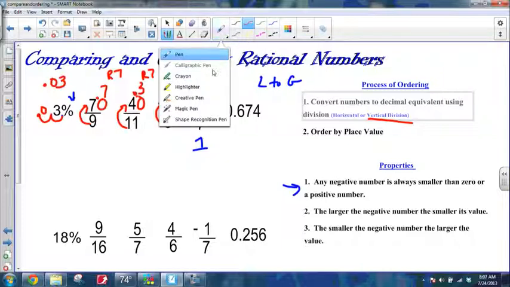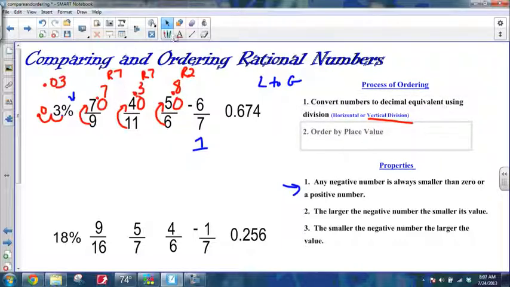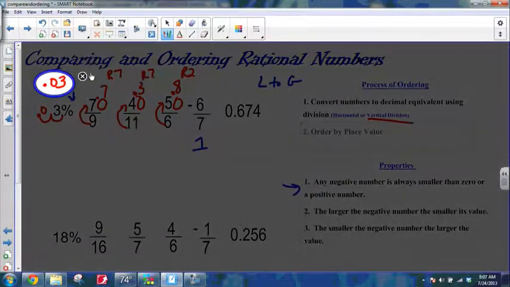Now that I've converted all my numbers to decimal, I'm going to compare them by place value. So I'm ordering by place value and determining which number is larger or smaller by the same place value. So let's look at the tenths place. So we're only looking at the tenths place. I know this number says 0.03 or 3 hundredths, but I'm only looking at the tenths place.